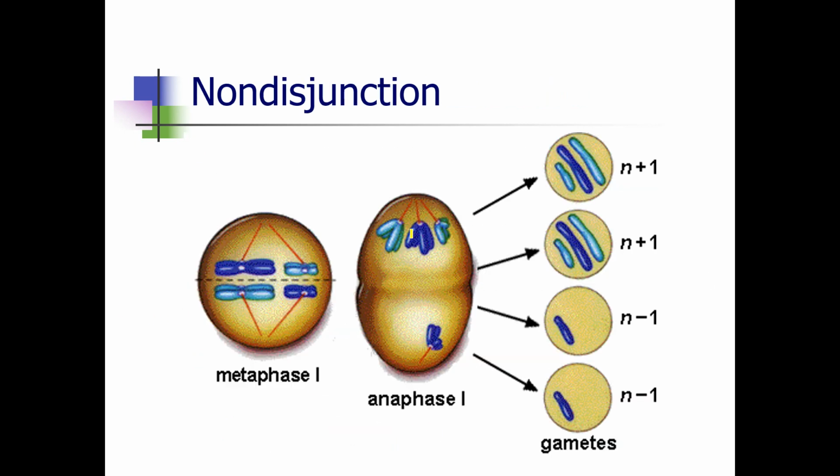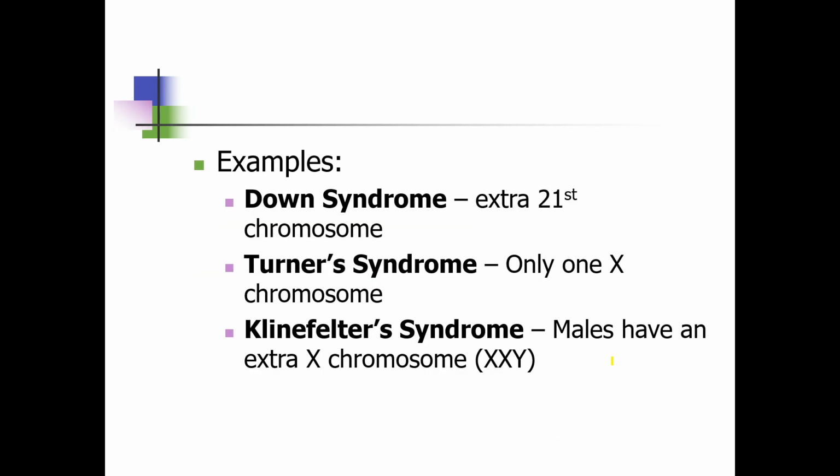So this is what non-disjunction looks like. The chromosomes just don't separate properly, so you end up with extra chromosomes in some gametes and missing chromosomes in the others. And of course, if any of these were used to create an offspring, they're going to have an abnormal chromosome number.